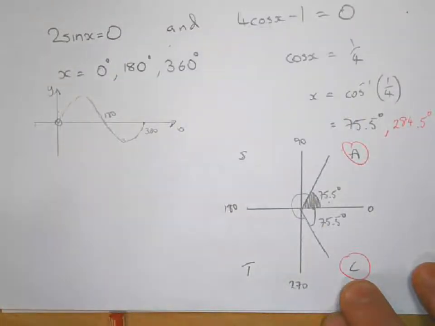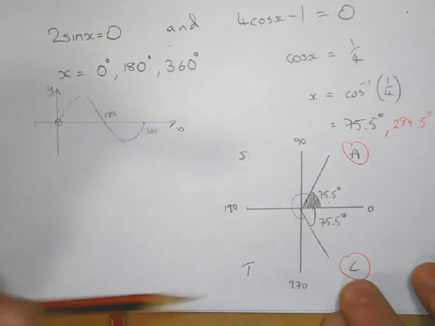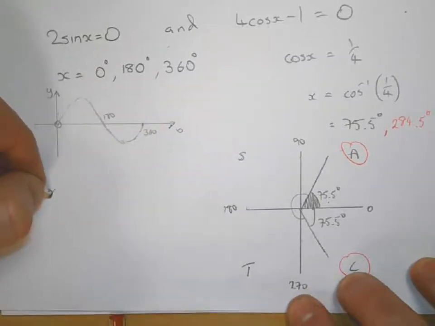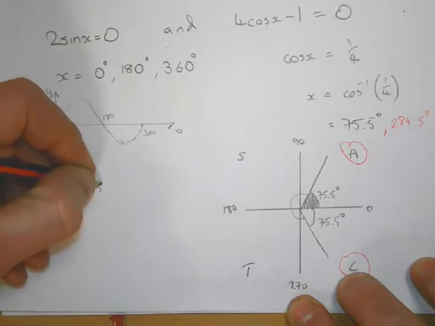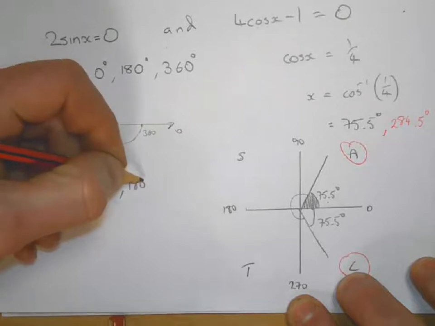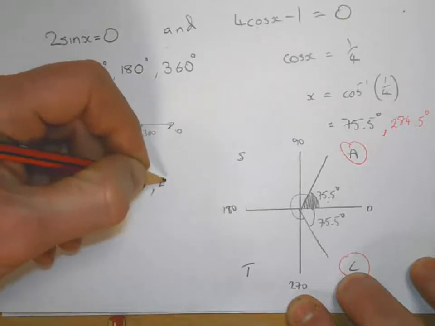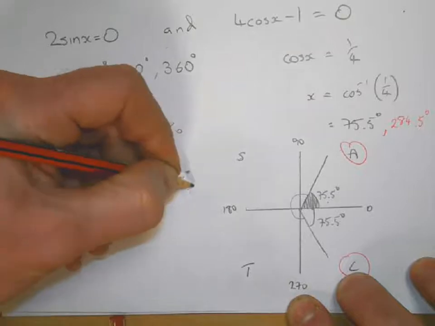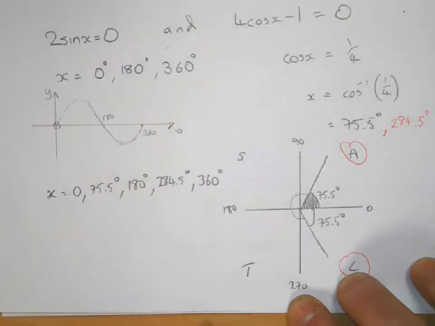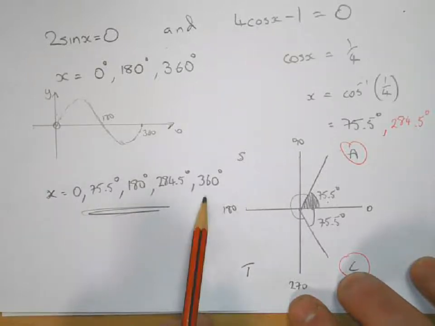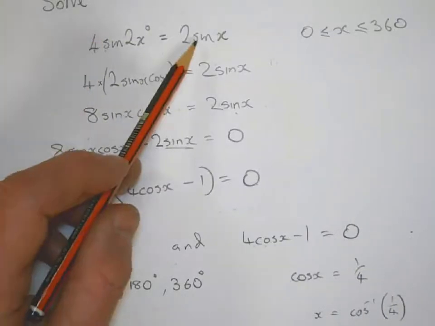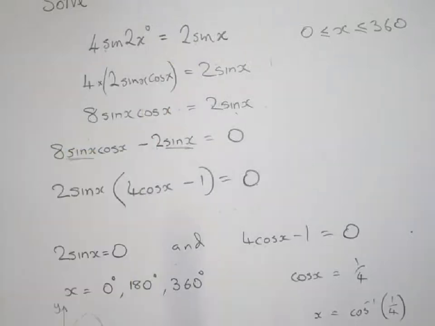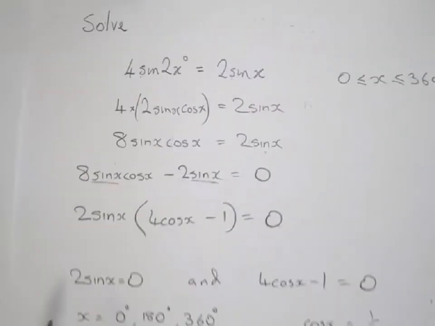So our final solution, we've got a total of 5 different answers here. Our final solution for that equation is x can be 0, 75.5 degrees, it can be 180 degrees, it can be 284.5 degrees, and also it can be 360 degrees. 5 possible solutions. If you put any of these angles into this, you will end up with this side being the same as this side over here. Right, I was going to show you a harder one though.